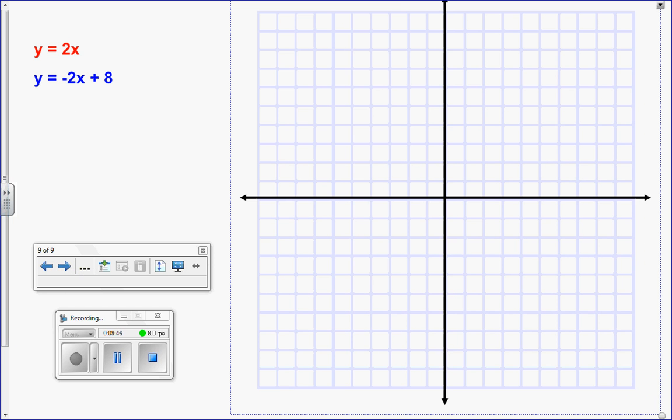And here's the second one. I want you to graph y equals 2x and y equals negative 2x plus 8. Do these both in your notes. Do it on some sort of graph paper. And I will check it in tomorrow.